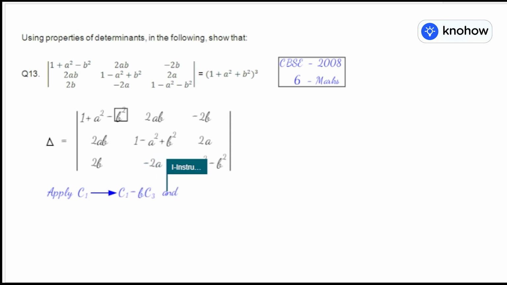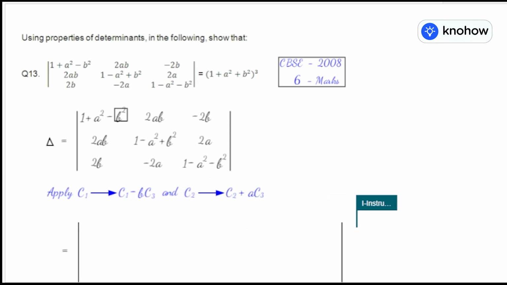So C1 is to be replaced by C1 − b times C3 and C2 by C2 + a times C3. What do you get? In any case, C3 remains unchanged.